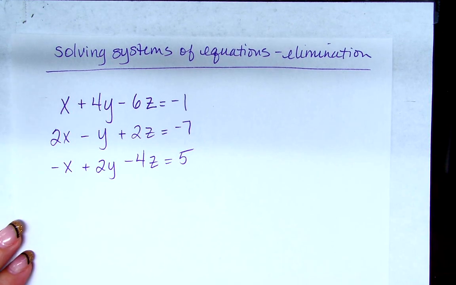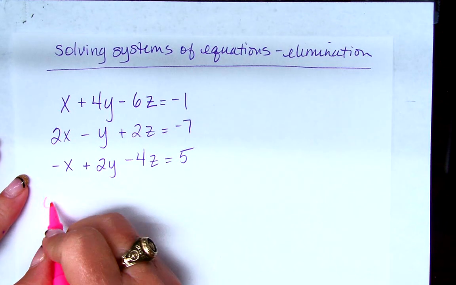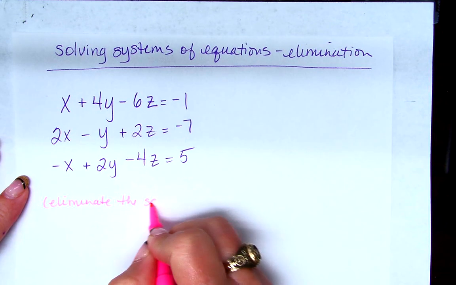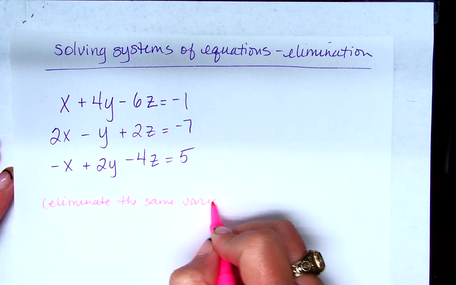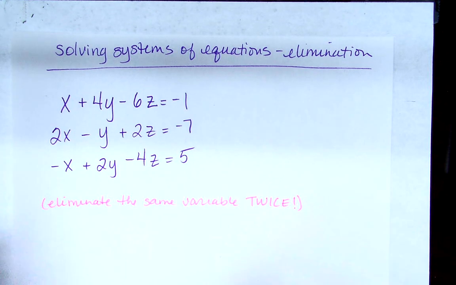So if we're going to eliminate x, remember, well, let's see. We need to eliminate the same variable twice. Okay, we're going to eliminate the same variable twice. Got it? So we want to eliminate x's is what you told me. So which two equations do you want to combine to eliminate the x's? The first and third?